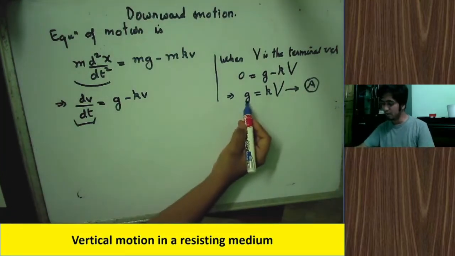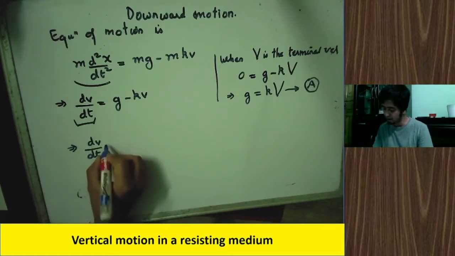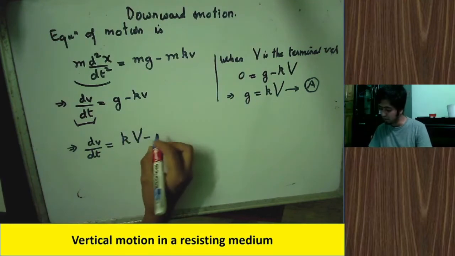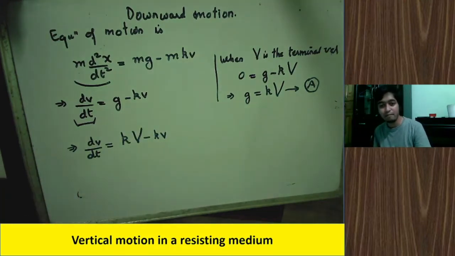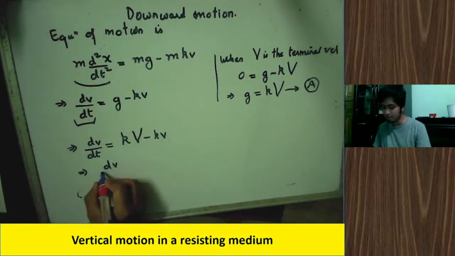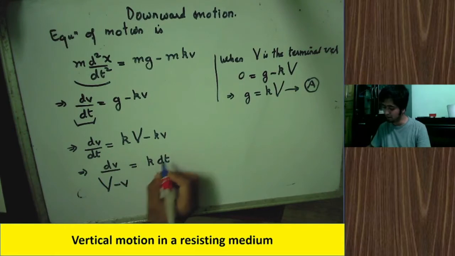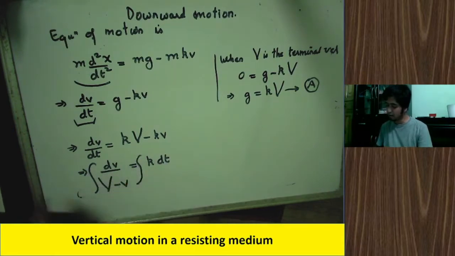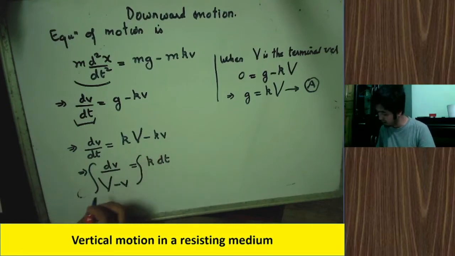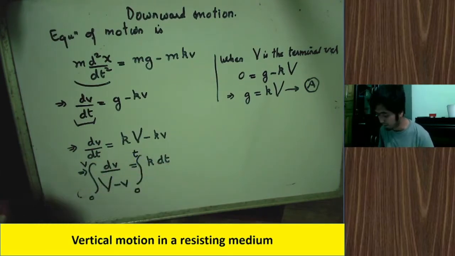Now we will substitute g equals kV over here. So we will have dv/dt equals k(V minus v), with capital V and small v. We can take k common and then separate the variables, so we have something like k dt, and then we integrate. We are integrating from the point O to the point P, so the velocity at the point O is 0 and the time at that point is also 0, and over here it's V, and here it's t.